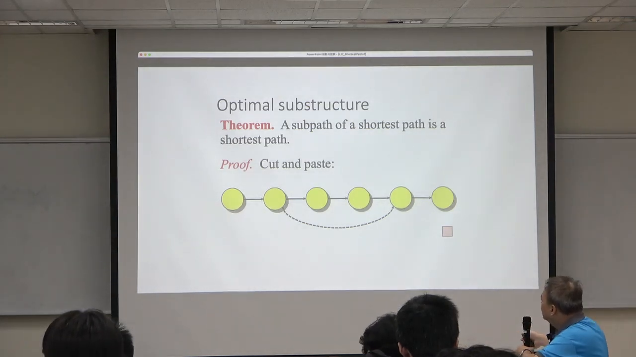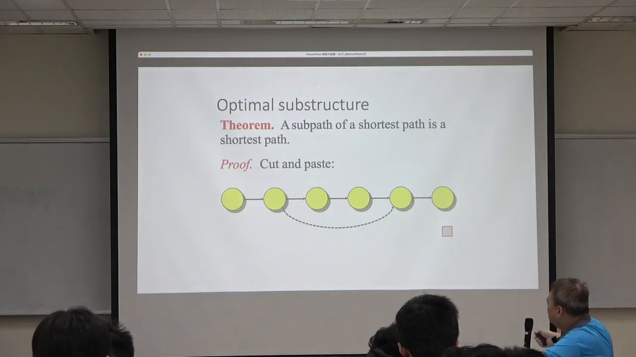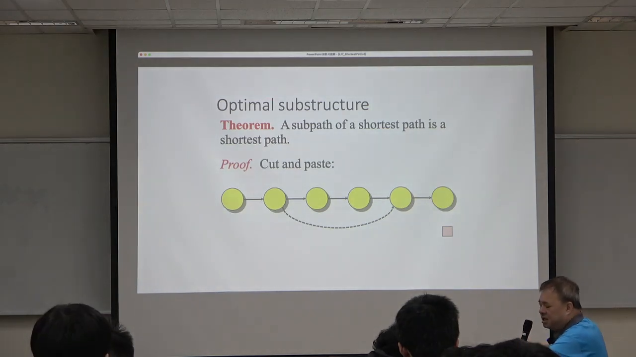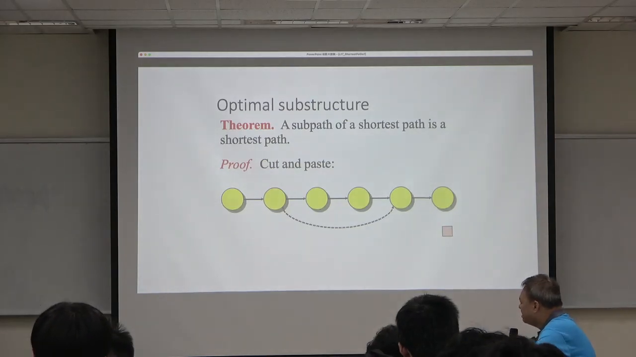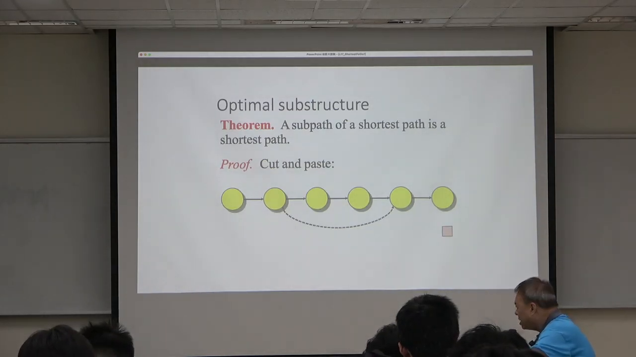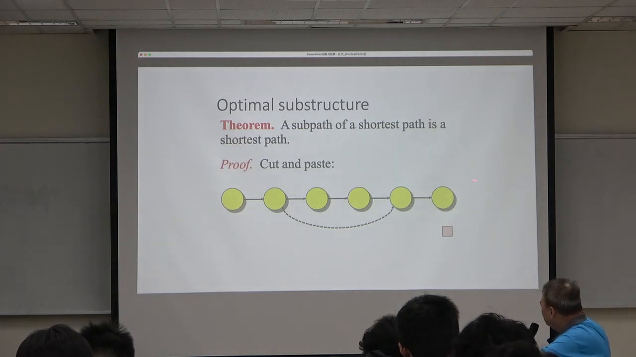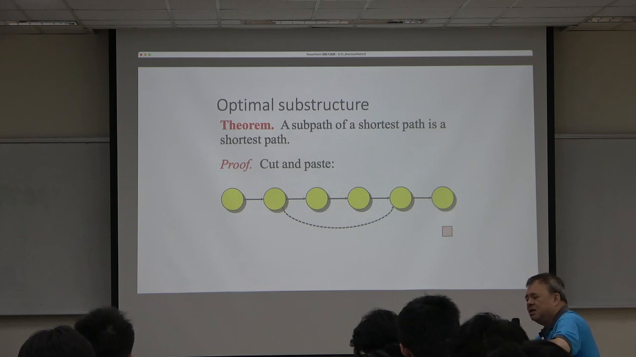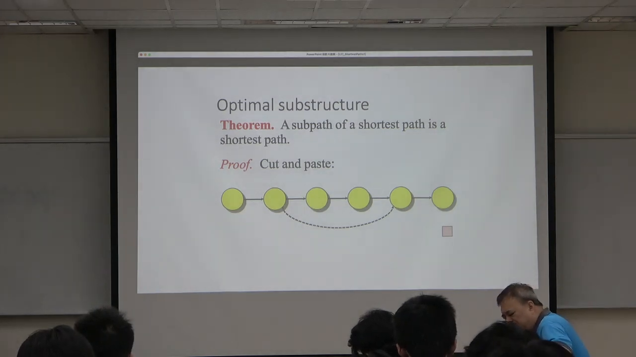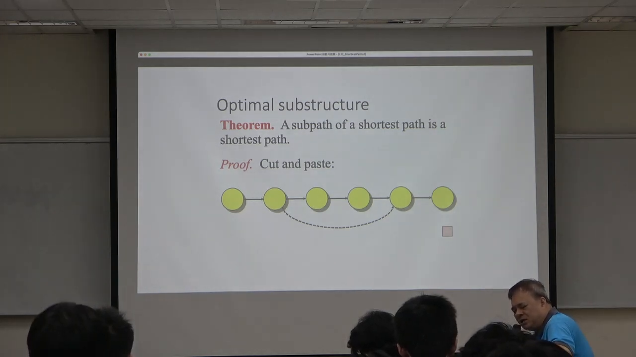So this optimal substructure property exists in the shortest path problem. Okay, a shortest path, any subpath, not just from this node to this node. Any subpath in a shortest path must be the shortest path between those two nodes. Okay?